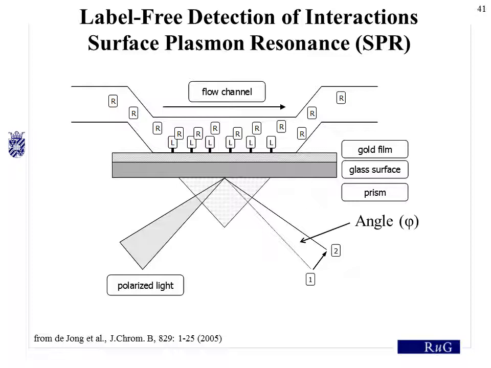As the thickness of the layer changes due to binding of the receptor, this angle will change and the shift in angle can be measured, or if the detector is at a fixed angle, the change in the intensity of the reflected polarized light will be measured. This is a measure of the thickness of the layer on top of the gold surface, thus a measure of the binding of the receptor to the ligand.